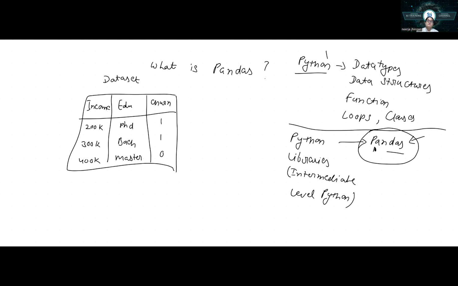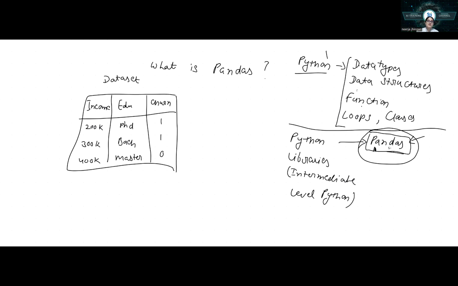Now when you have this data, you learn this to build your base: the data structures, data types, functions, loops, and classes. You are going to use these basic structures along with pandas. Pandas itself has many methods. But when you want to do the analysis of this data, you need this library. So you need pandas for this.